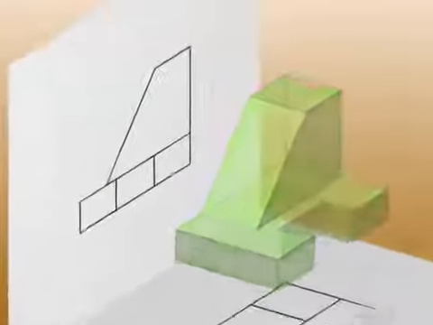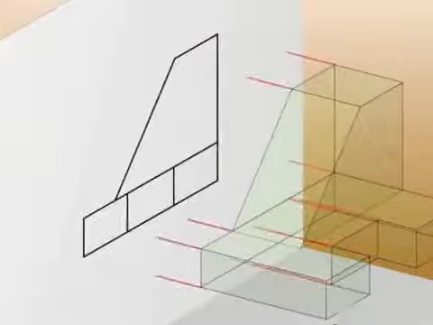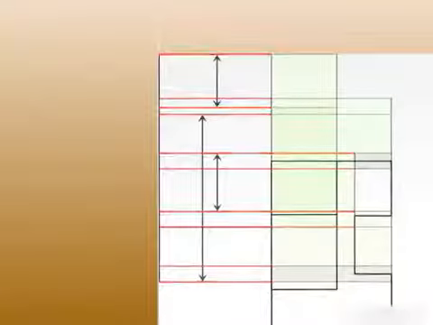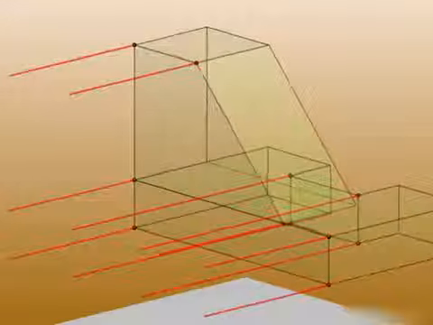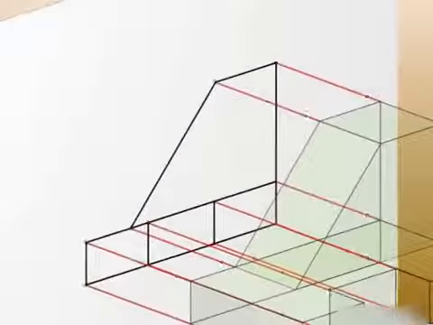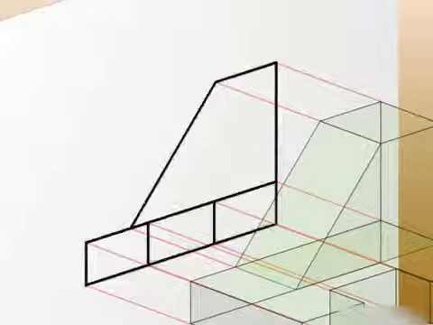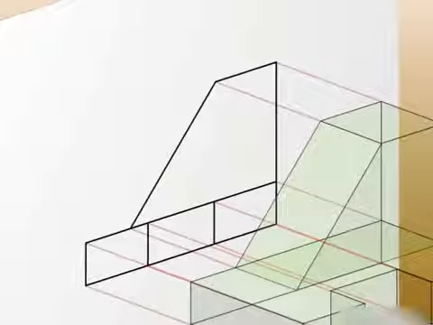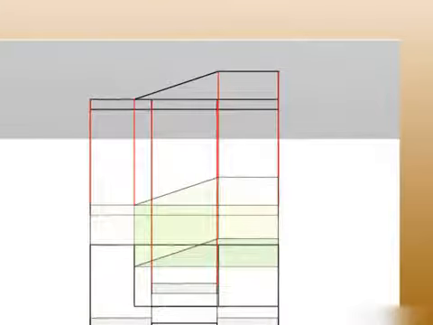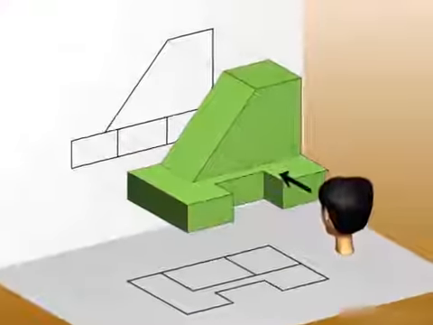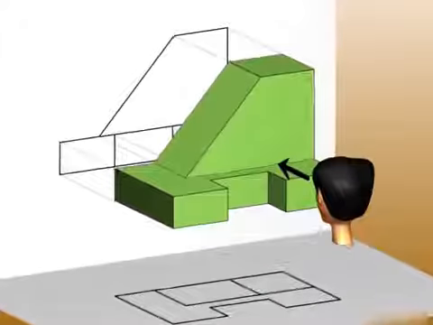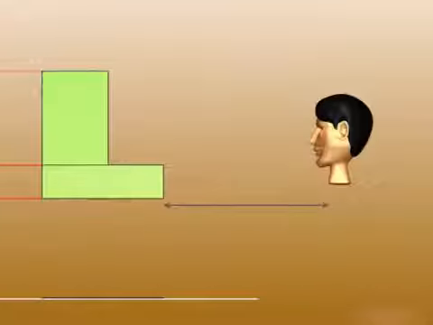We will use orthographic projection where lines of sight are parallel to each other. These lines emerge from the corner points of the object and strike the projection plane. The image formed on the projection plane is known as the projection. The lines of sight are also known as the projectors. The size and the shape of the projection depends on the angle at which the object is being viewed and the distance between the object and the viewer.